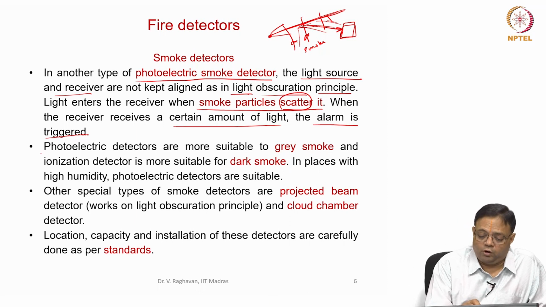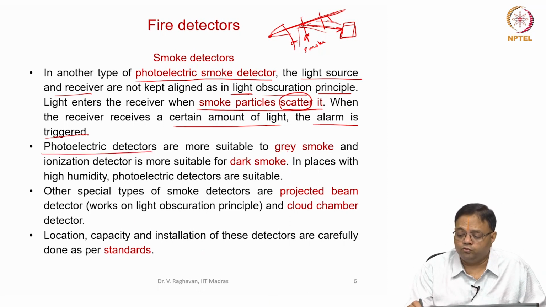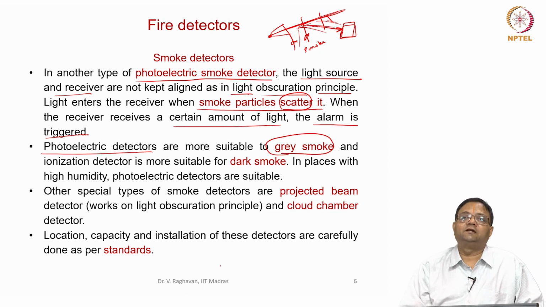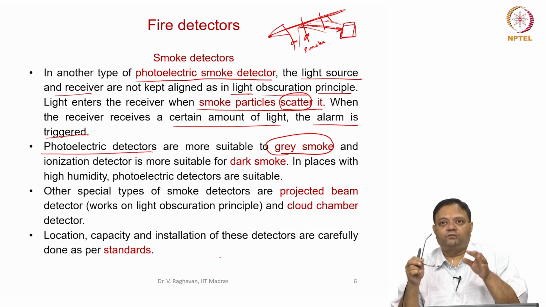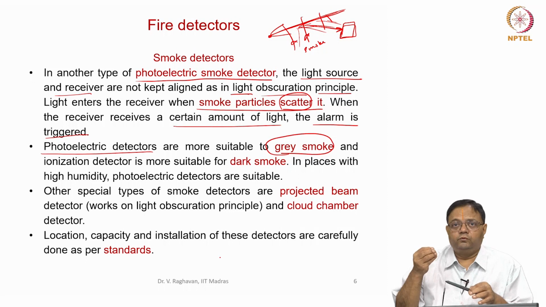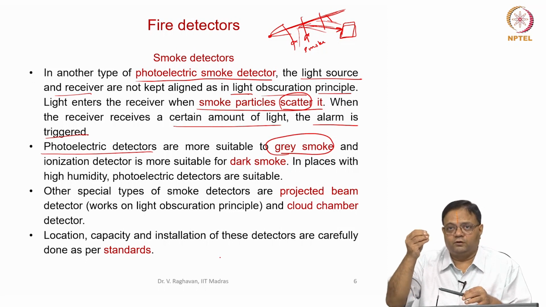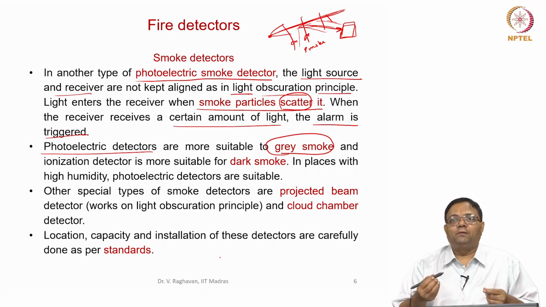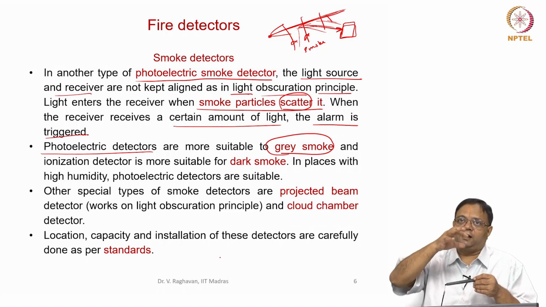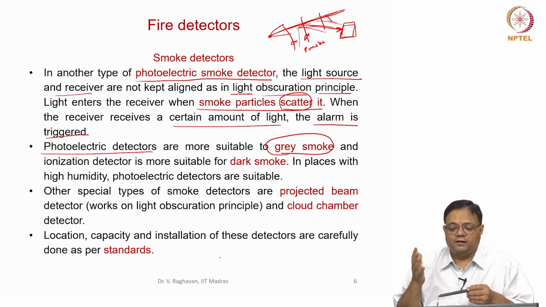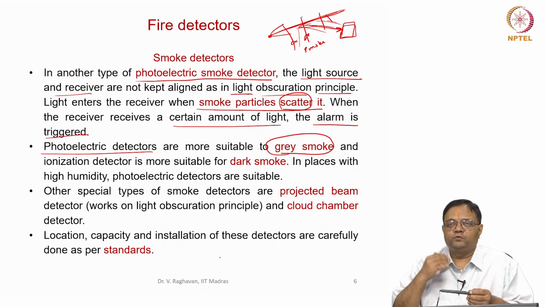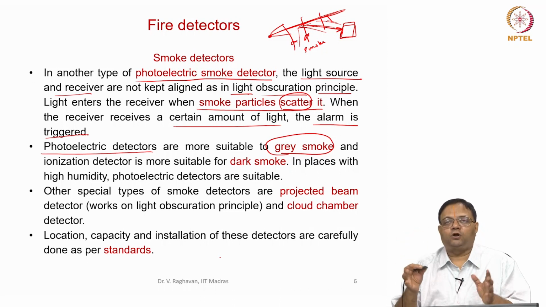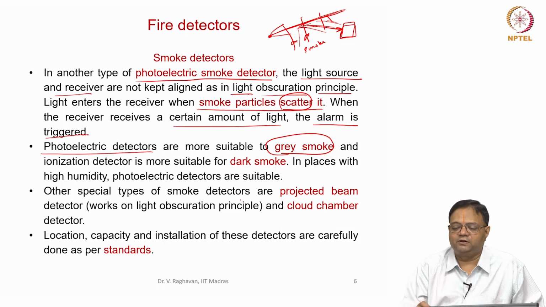So here the photoelectric detectors are more suitable for low intensity smoke or grey smoke, because we can see that the low concentration smoke soot particles present in a grey smoke can be used for scattering the light, and either the first technique where the line of sight between the receiver and the source is intact, or it is kept misaligned like this. In both the cases this works.